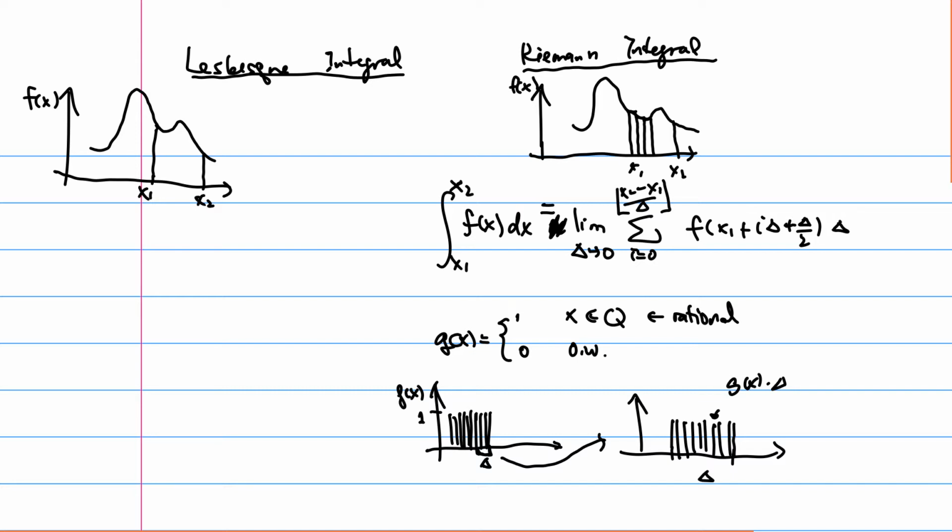Rather than splitting this interval x1 to x2 into tiny strips, we partition it as follows. Consider a particular value, let's call it f1. For this f1, I look at the set of x such that f(x) is equal to f1, and x is inside x1 and x2. So f1 is maybe here.